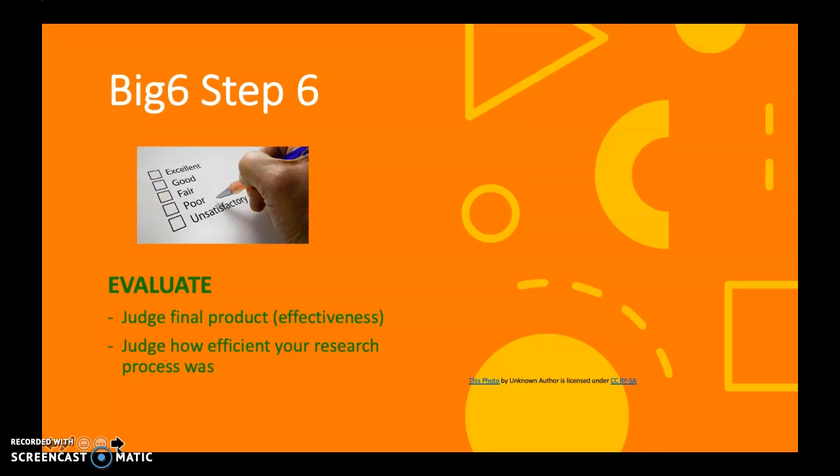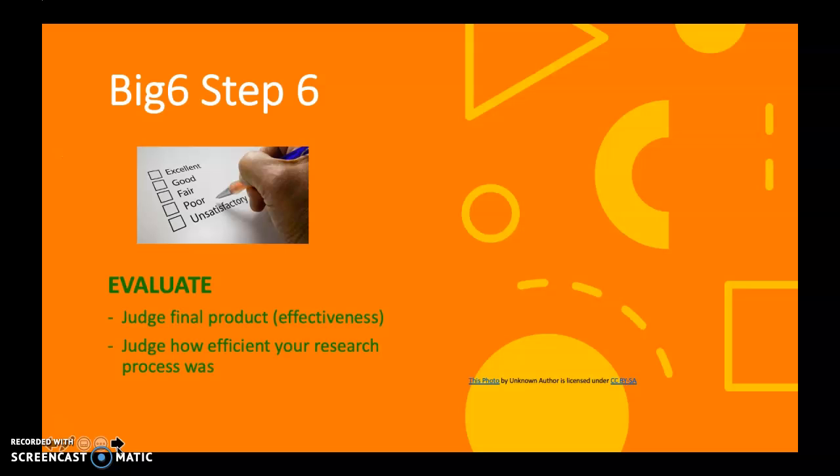The final step, step 6, is evaluate. So you judge the final product. If it's a research paper, for example, you are evaluating how well you did that. So how effective was your research process, or the result of your research, the product. And then also judging your process. How efficient was it? So 2 different parts, what you came up with in the end and the process that you went through.